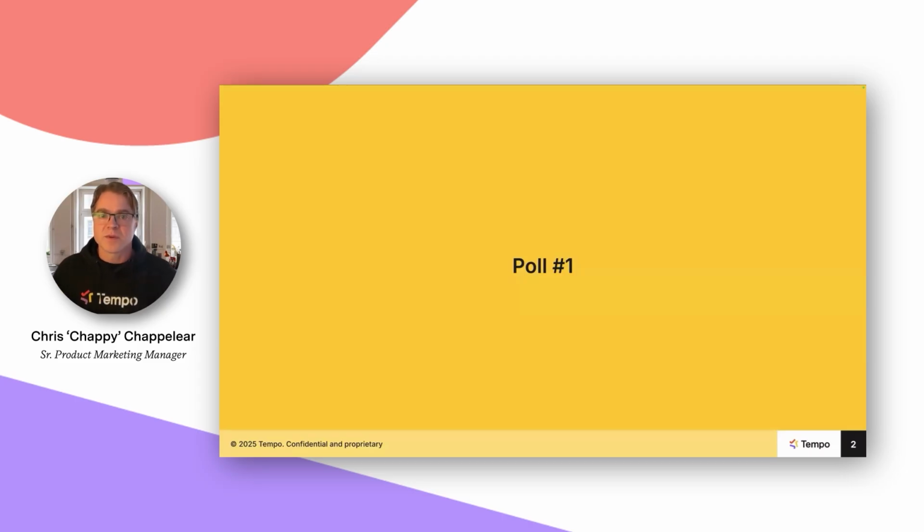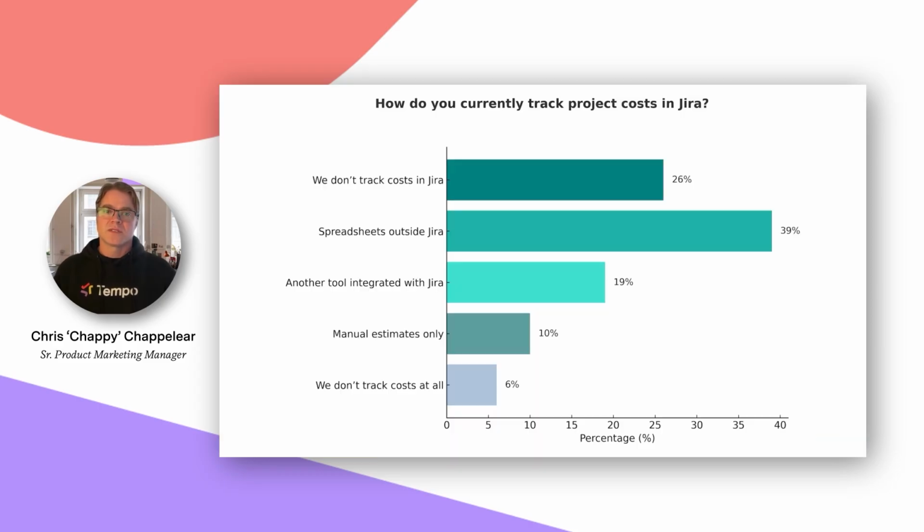All right. With respect to everybody's time, I'll end the poll. Share results. So, how do you currently track projects in Jira? Looks like about 26% don't currently. 40% use spreadsheets, tried and true. Some are using other tools, some are using manual estimates, and some don't track costs.